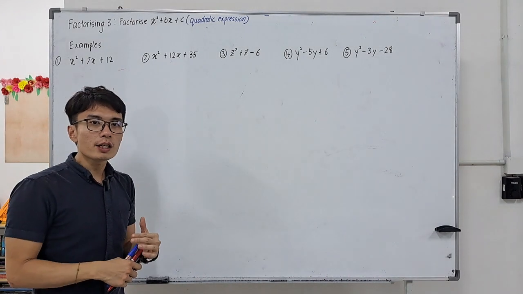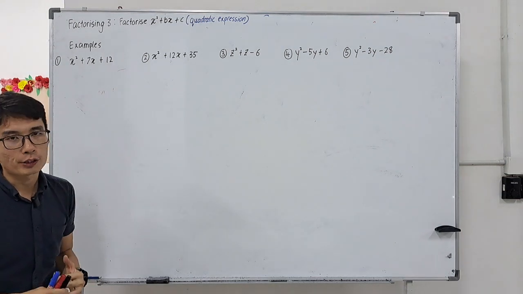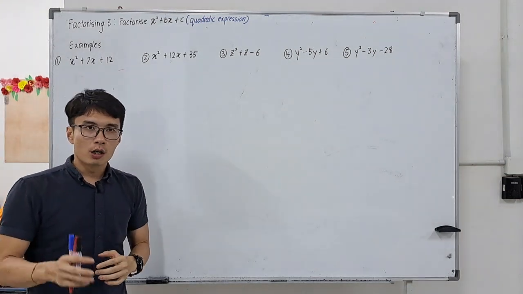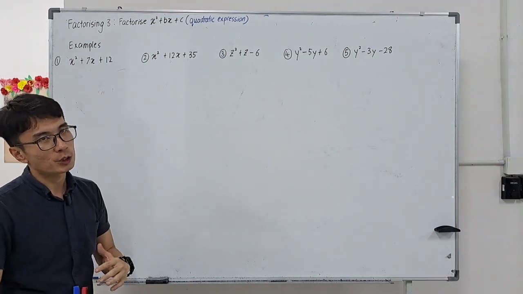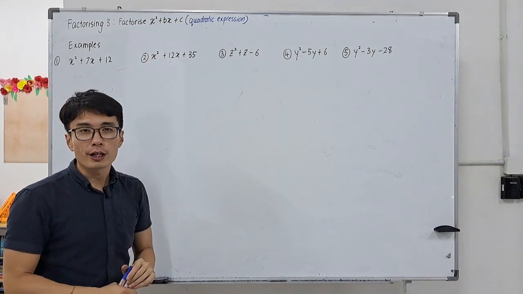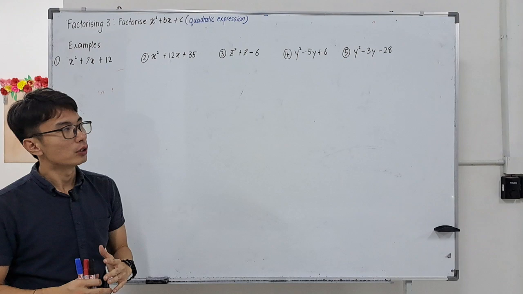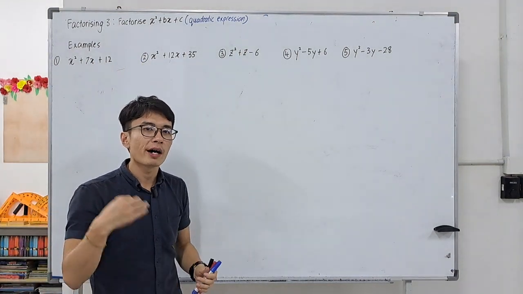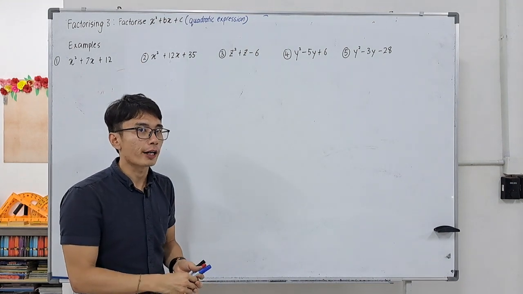Okay, so for today, I'm going to show you how to factorize a quadratic expression. Now, what's a quadratic expression? A quadratic expression can be expressed as x squared plus bx plus c. So I have 5 examples over here, and I'll show you how to factorize a quadratic expression.